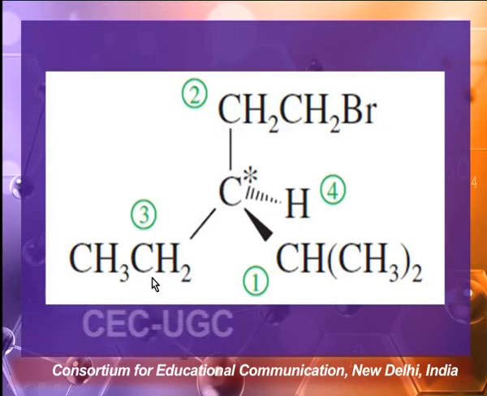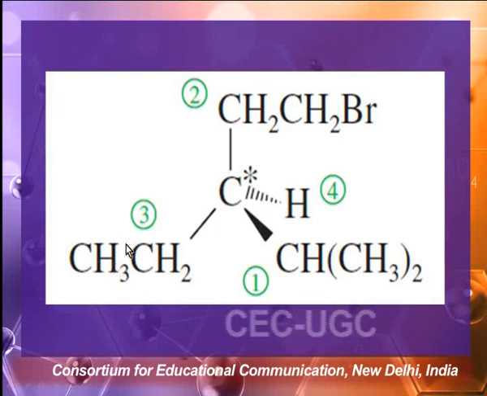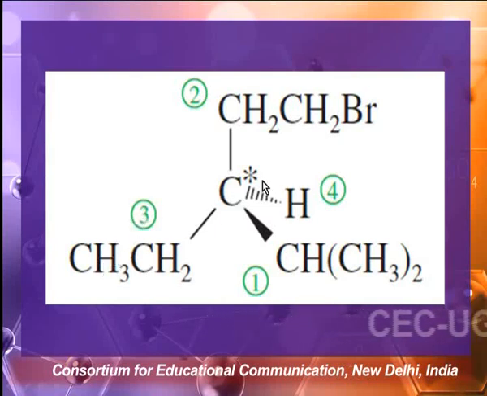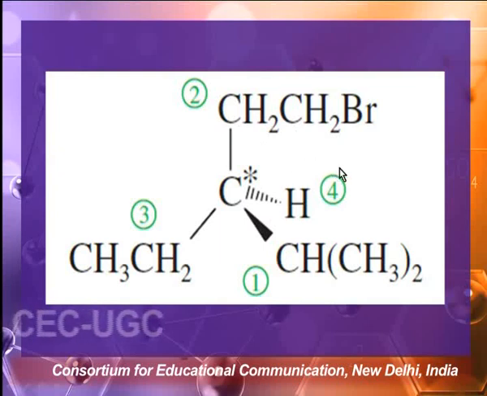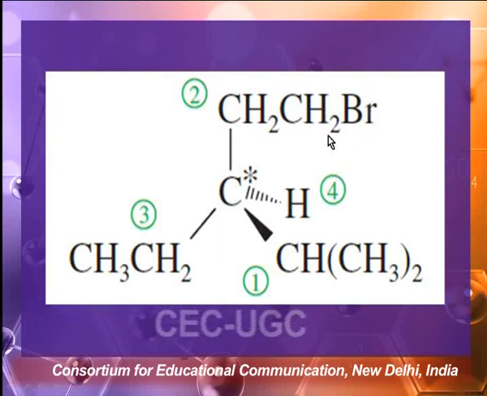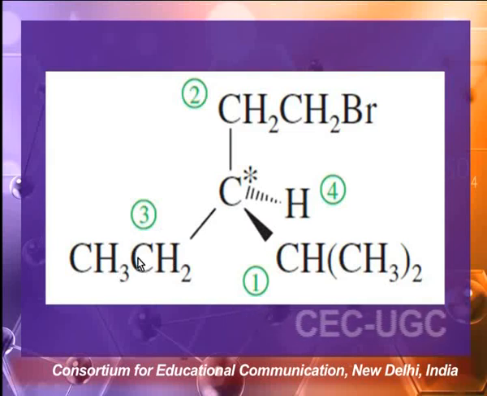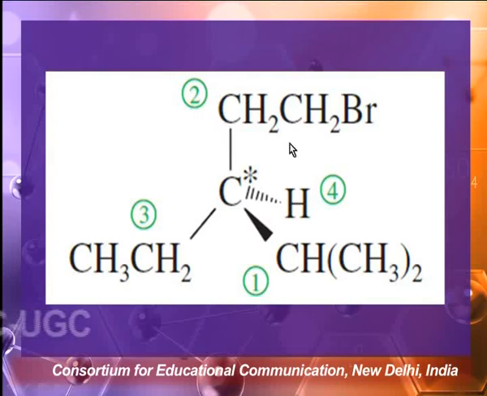Same, this group is same here. But then this carbon we'll say is attached to a carbon which is attached to hydrogen. And this carbon is attached to a carbon which is attached to bromine. And this bromine has higher priority, a higher atomic number, as compared to hydrogen. So this group is given higher priority when we are comparing it to ethyl group.